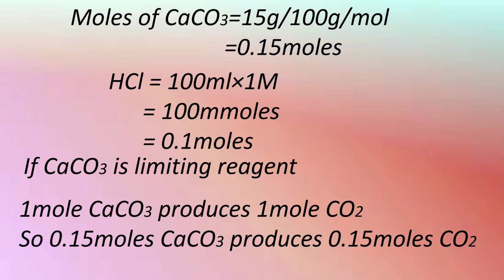So moles of calcium carbonate is calculated as 0.15 moles. Moles of HCl is calculated as 0.1 moles. Now we have to find which of them is the limiting reagent. If calcium carbonate is the limiting reagent, then in the equation 1 mole calcium carbonate produces 1 mole carbon dioxide. So 0.15 moles calcium carbonate produces 0.15 moles carbon dioxide.